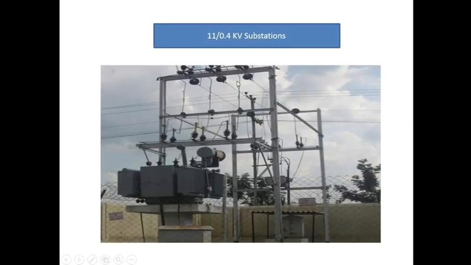Now this is the 11/0.4 kV substation. Here 11 kV incoming, and this is the power transformer. We step down the voltage to 400 volt.